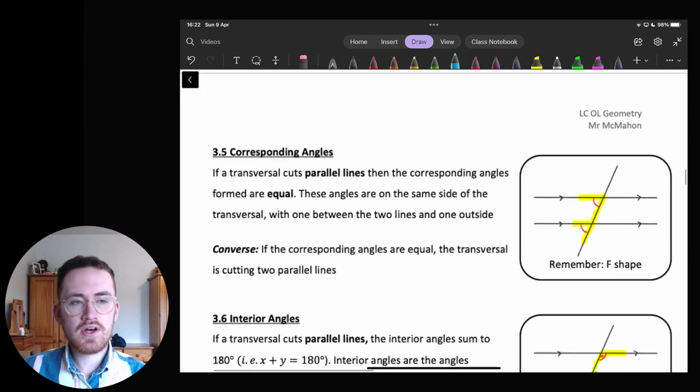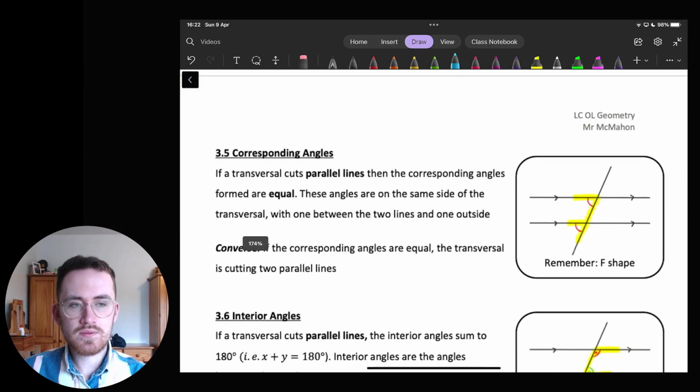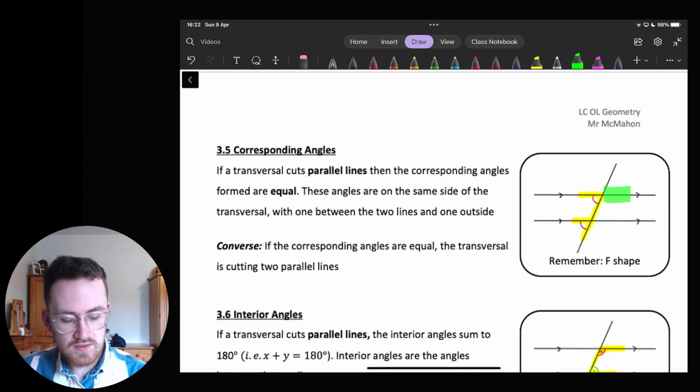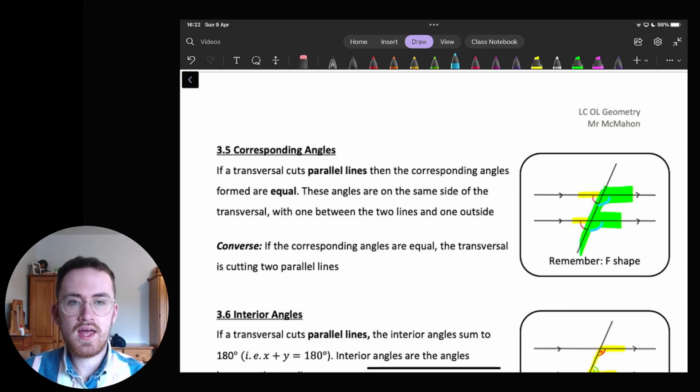Keeping going then, corresponding angles are where we think of this F shape, and it can be a backwards F like we have here in the diagram, or we could do similarly a green one here and show that these 2 blue angles, sorry, I was working in the wrong one. These 2 blue angles, we could show that they are also equal to each other. And it's the same idea. If we have a line going through 2 parallel lines, then the corresponding angles are equal. The ones formed with those F shapes are equal to each other.